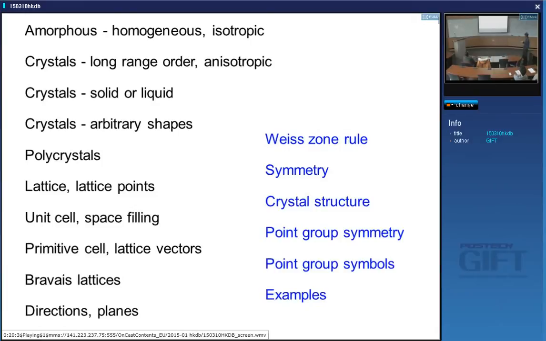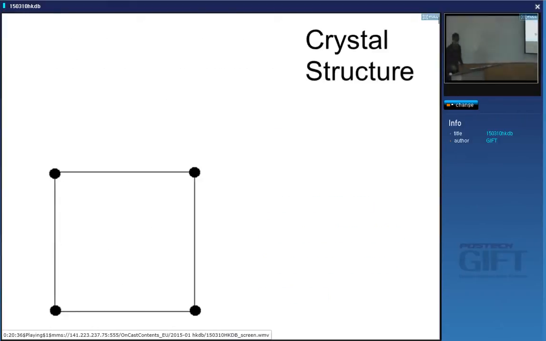We've discussed lattice and lattice points, unit cells and space filling requirements, primitive cell and lattice vectors, the 14 different kinds of Bravais lattices, and how to refer to directions and planes. Directions are vectors in real space, and planes are also vectors. The plane normals are vectors, but their components are referred to reciprocal space, and I'll explain that in a later lecture. So we are now going to continue on this theme and actually start putting atoms onto our imaginary lattice.